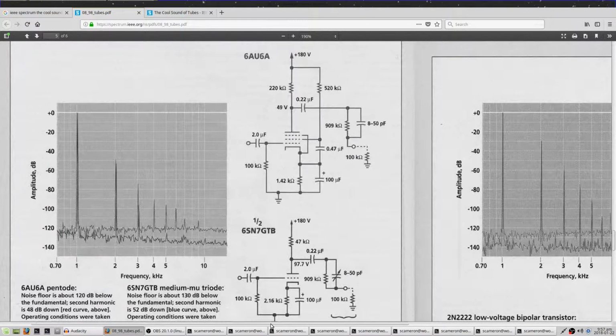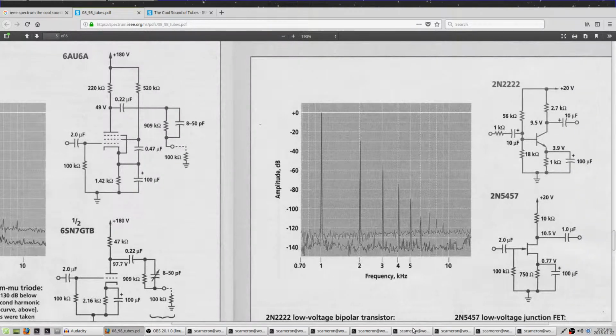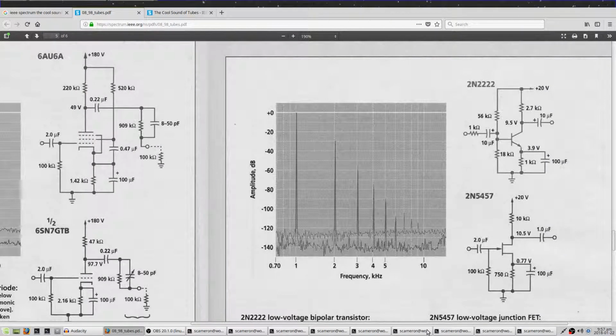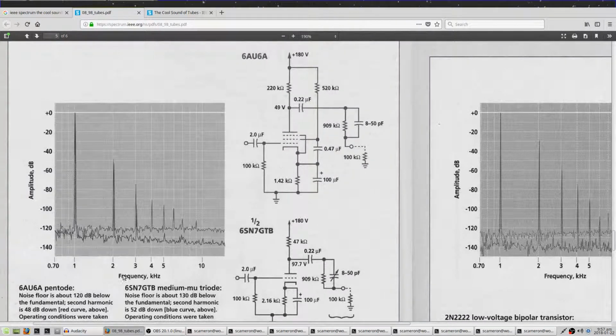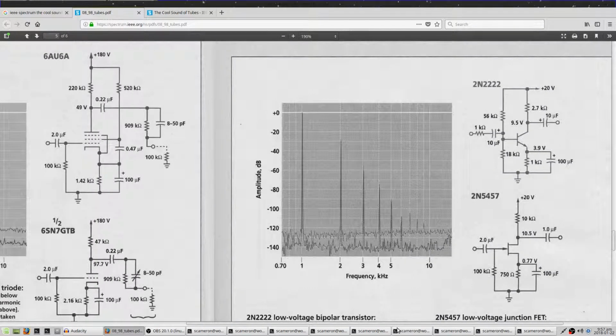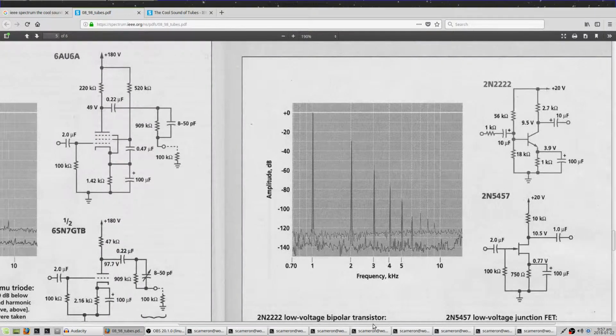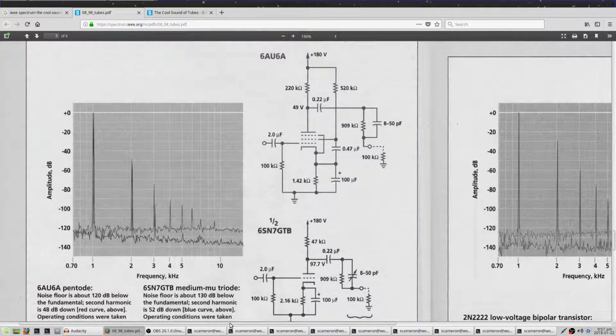Now, I don't see the sort of emphasis on even and odd harmonics, where supposedly the tube amplifiers emphasize the even, while the transistor supposedly do the odd. I don't see that in these graphs. But one thing that looks a little misleading about these graphs, if you don't know what you're looking at, is the scale, because these are in decibels.